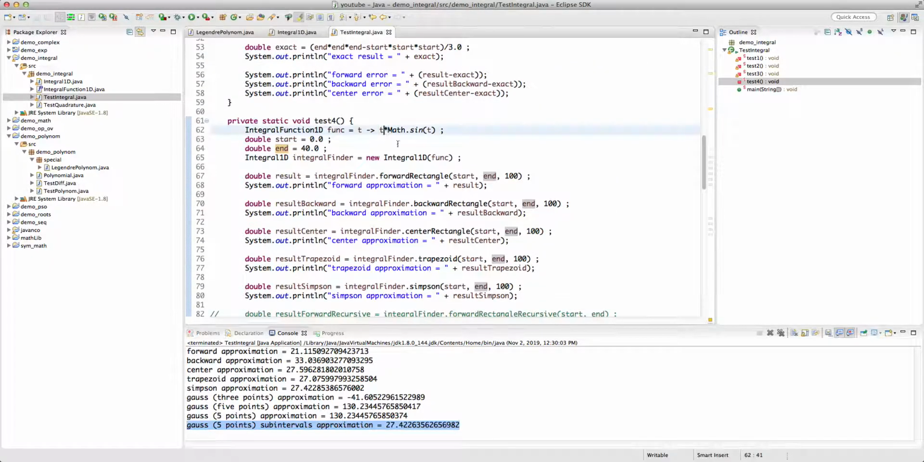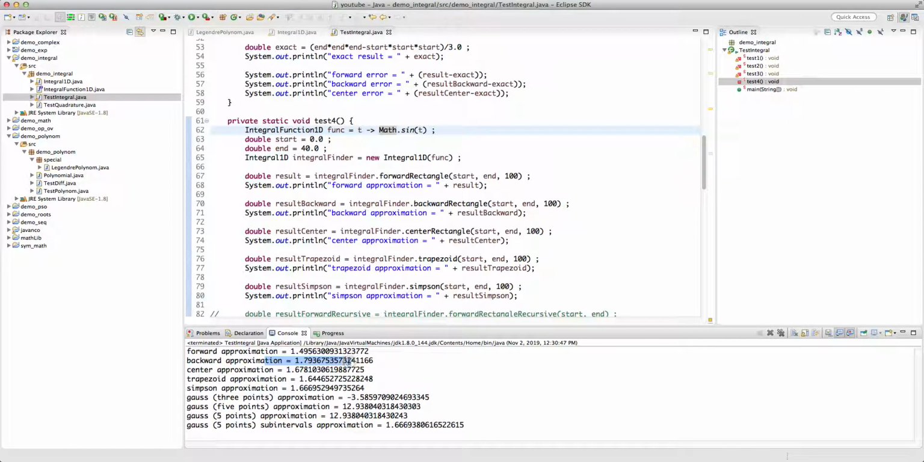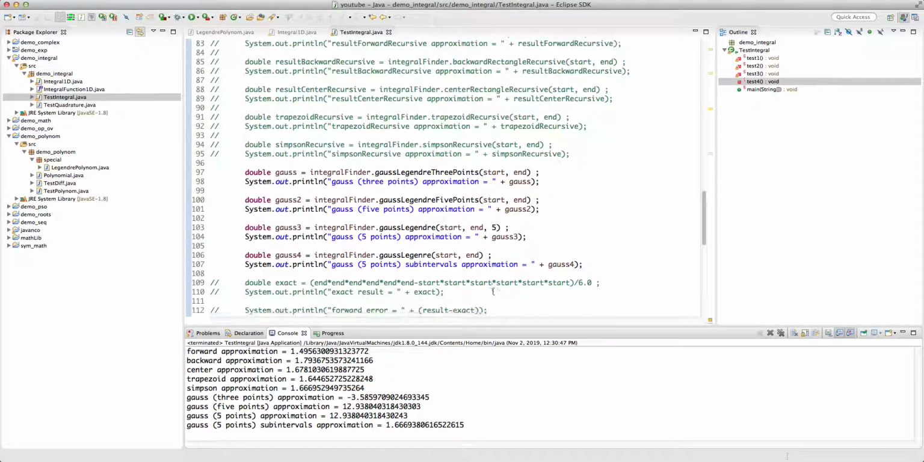And let's just look at the sine. This is a periodic function, so let's see what happens. Forward approximation is not good, backward not good, center, trapezoid 1.644, Simpson 1.66695, and Gauss 5 point with subintervals is 1.66693. So it's pretty close to Simpson. All right. Now this should be more accurate if we increase the number of points here.